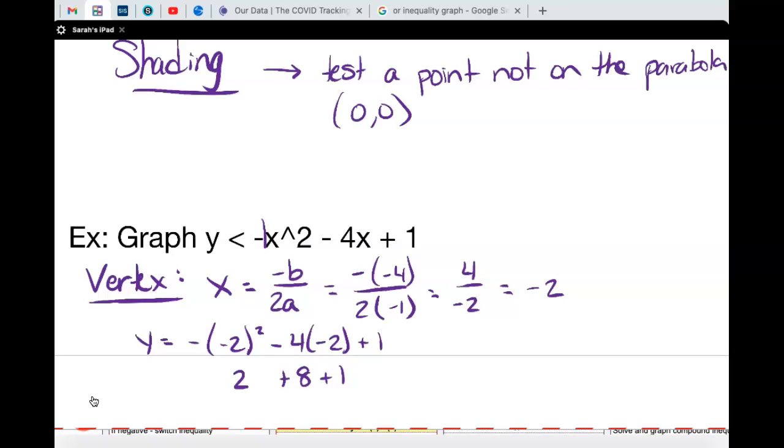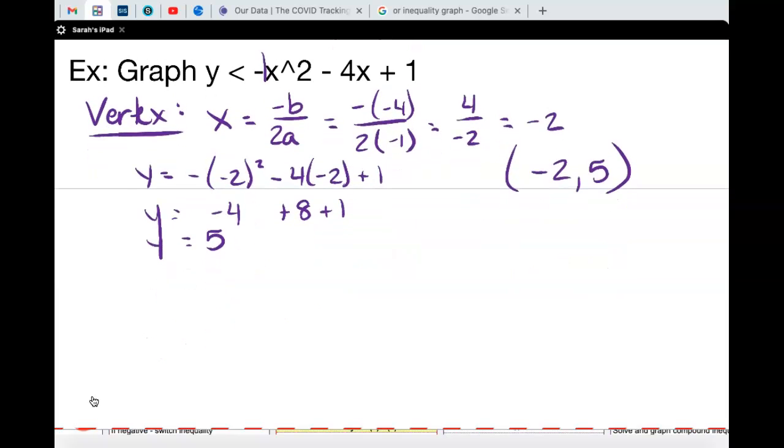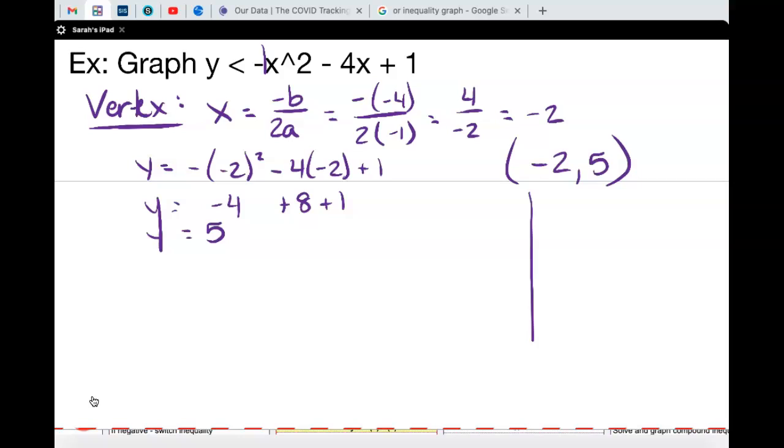Oh gosh, I wrote a 2. So it's actually negative 4? Yes, you do it in the parentheses first. Oh wait, no, that's 5. So basically my vertex is the ordered pair (negative 2, 5). Okay, I'm just going to graph that point first before I do anything else.